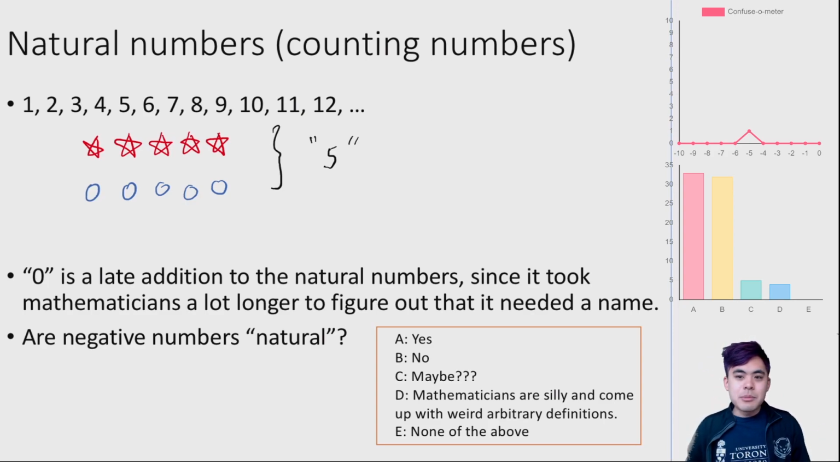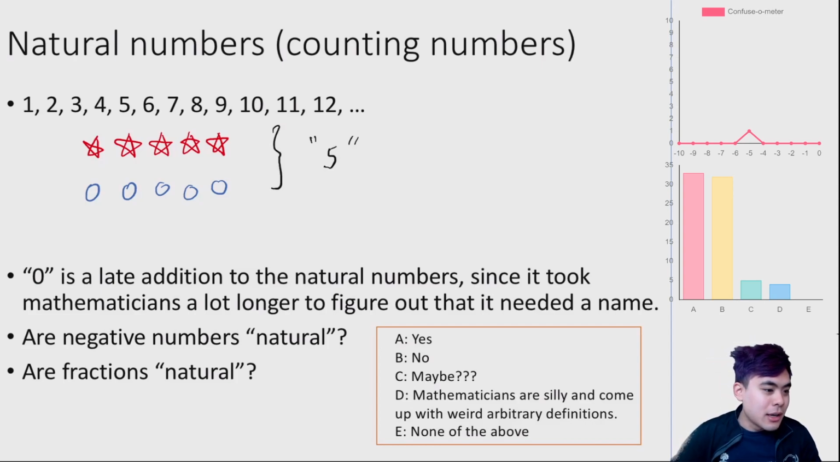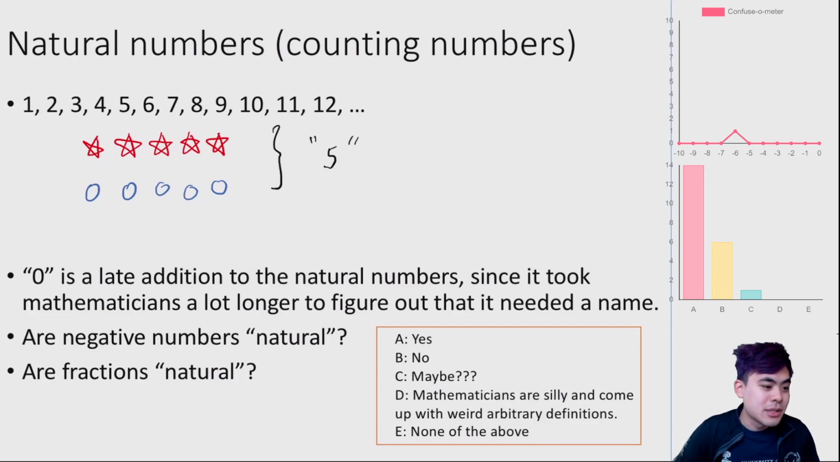So negative numbers, well, you can also ask other kinds of questions. So let me, for example, ask: are fractions natural? So is 1/2 a natural number? And let me reset before you guys reply, just so that you can see what people think about negative numbers or fractions. Okay, so I see that we have a mix of A's and B's, but a lot more people seem to think that fractions are natural than negative numbers.